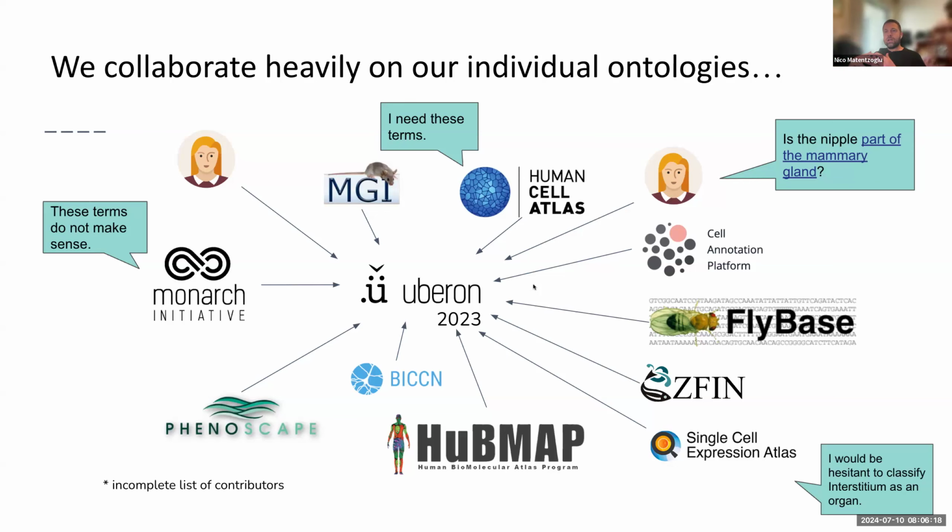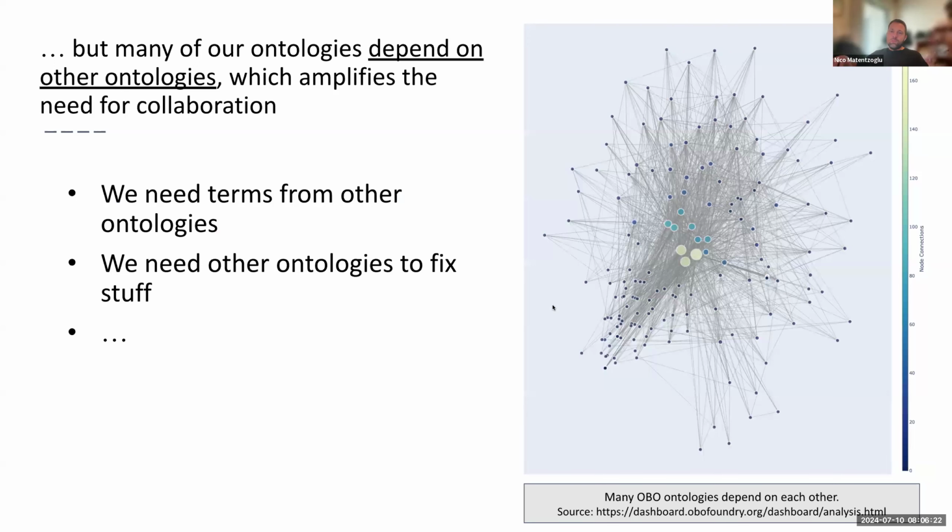So there's a lot of collaboration and discussion that needs to be had here in order to make this work. But more than that, our ontologies as an interconnected web of knowledge are also dependent on each other and linked to each other. So this here is a dependency graph that you can find on the dashboard analysis pages of the OBO Foundry, which we will also hear about a little bit later. And you can see that our ontologies are actually pretty heavily interconnected as well.